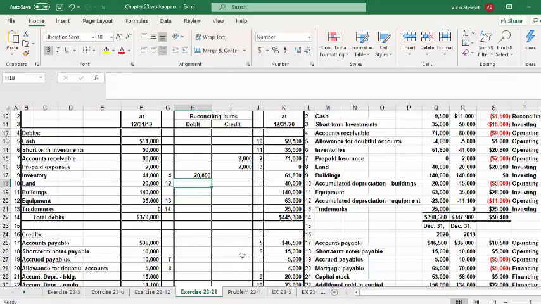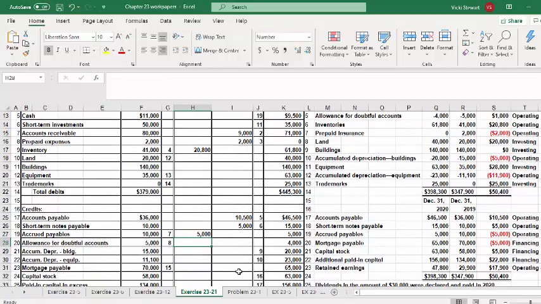Now we're going to move down into the liability accounts because that is the next item in the comparative balance sheet that's in operating activities. We see that accounts payable increased from 19 to 20 by $10,500. Short-term notes payable increased by $5,000. Accrued payables decreased by $5,000. The allowance for doubtful accounts decreased by $1,000.